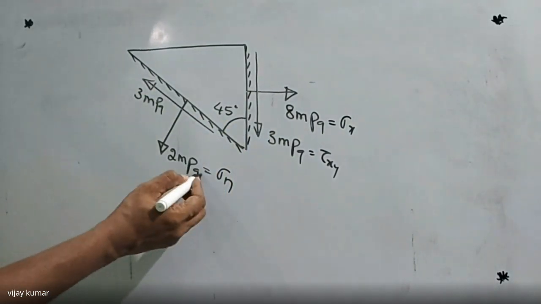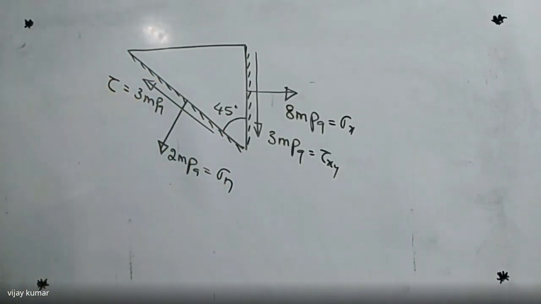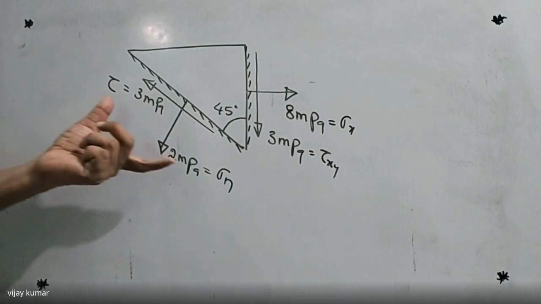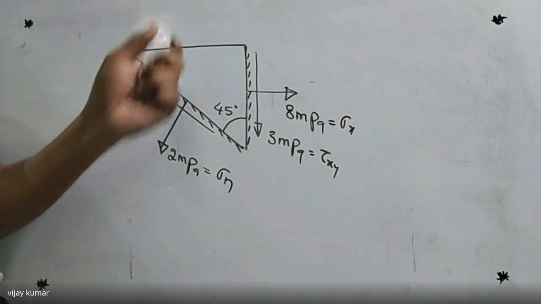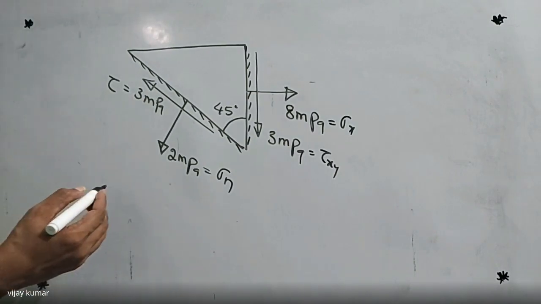So this is normal stress on the oblique plane. This is the shear stress on the oblique plane. Now, by using these two, I can find the sigma y value. What is the sigma y value? So I am writing here.